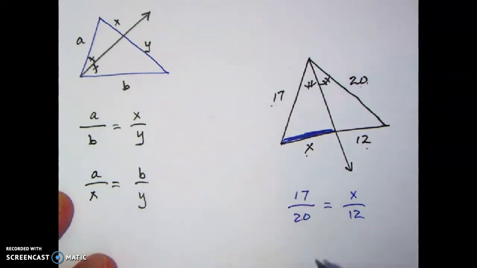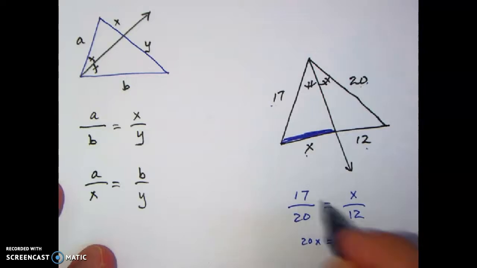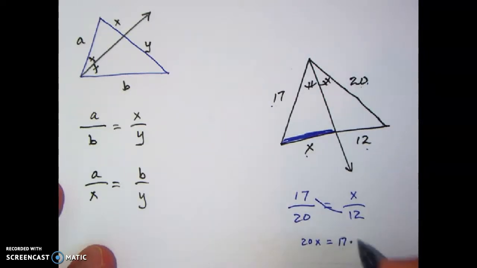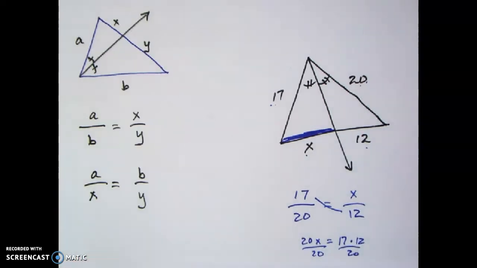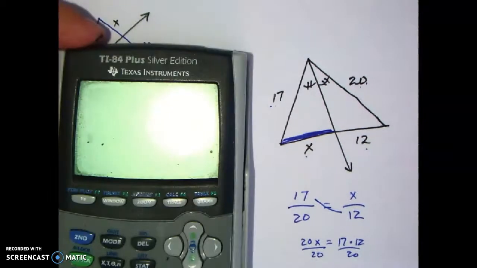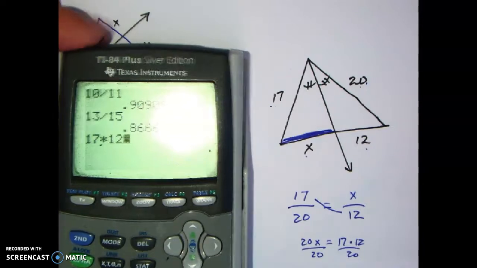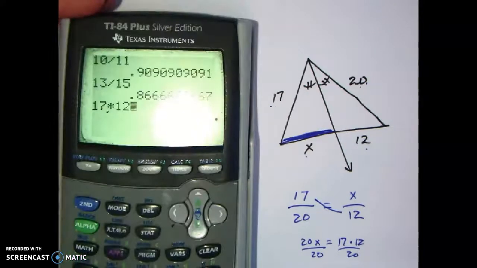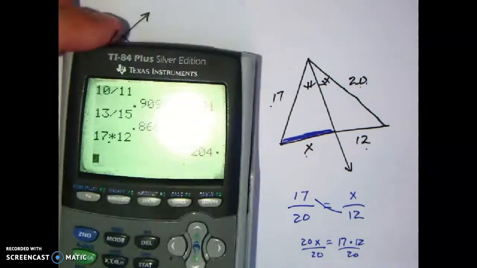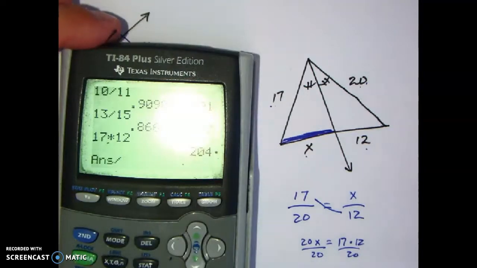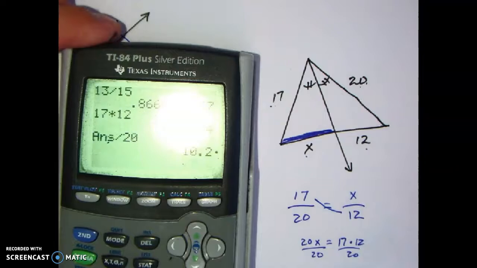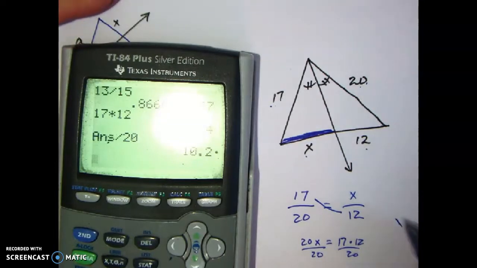Now we cross multiply and solve, so that would give us 20 times X is equal to 17 times 12. I'm going to divide both sides by 20. This is where we use our handy dandy calculator. So I'm going to have 17 times 12, and then that's 204, and I'm going to then divide that by 20, and we find that X is 10.2.